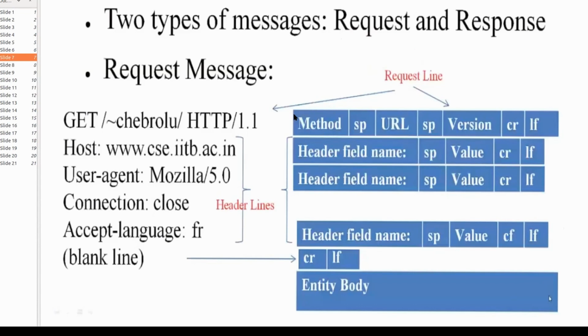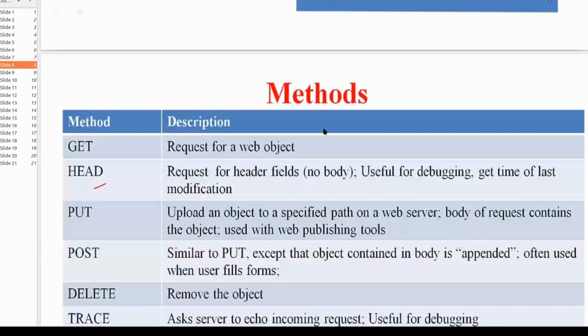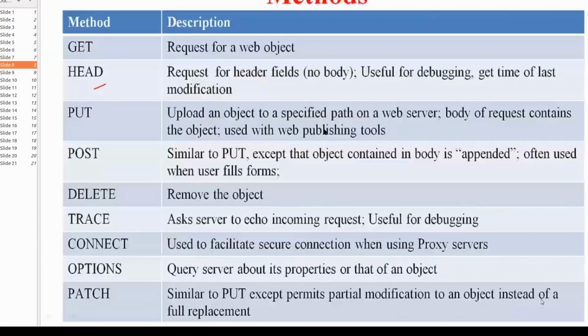First is method, very important. You have to understand that the first parameter, or the first field, in the request is a method. Okay, that is called the request line. This complete line is called the request line. What is a method? There are different types of methods. Look into the different types of methods available.